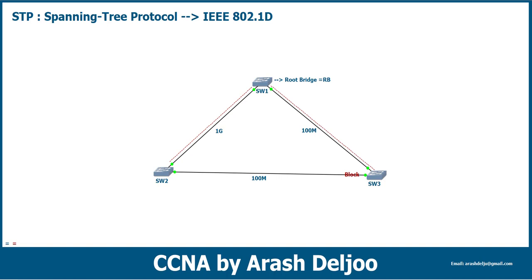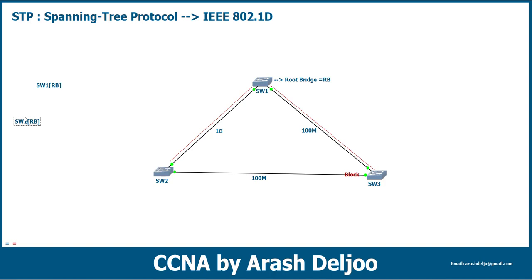Okay. Now here we have one important question. The question is that the selection of the root bridge, meaning the place of the root bridge, is it important for active link selection or not? Let me show you. Here switch 1 is the root bridge. Let me write here. We have switch 1 and this is the RB or root bridge.